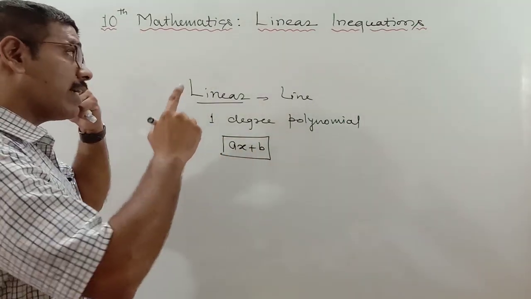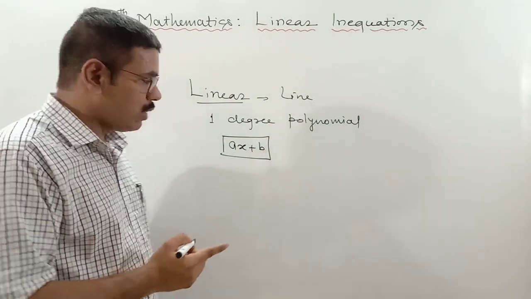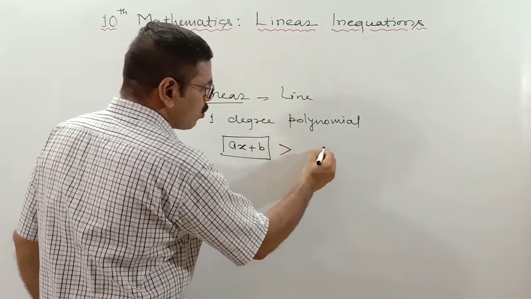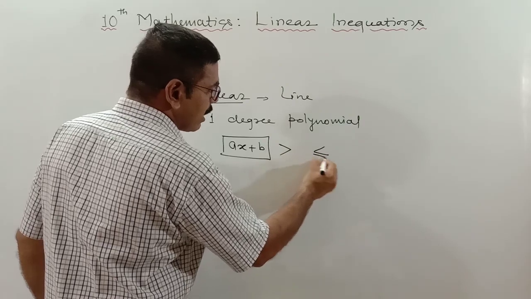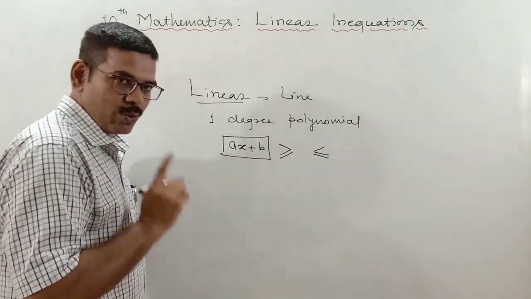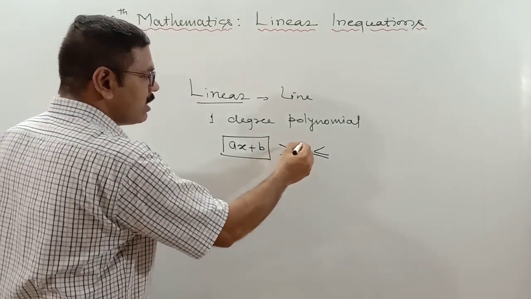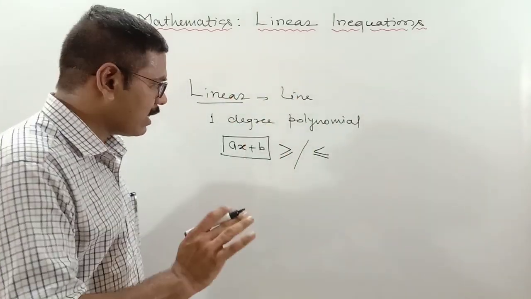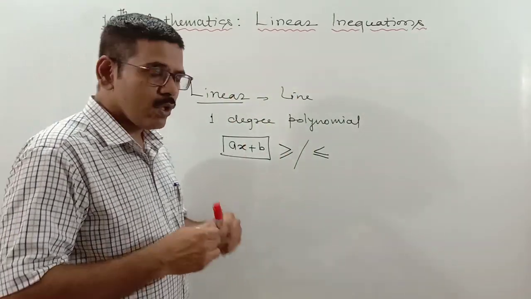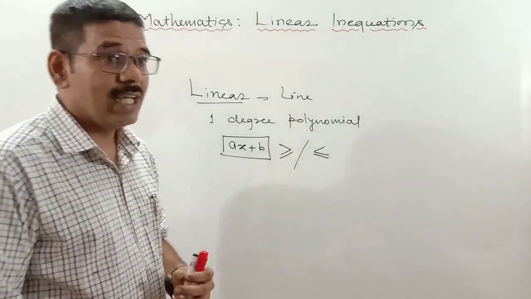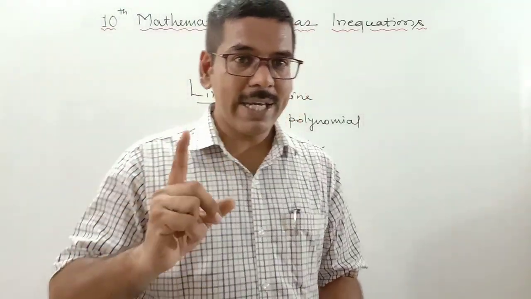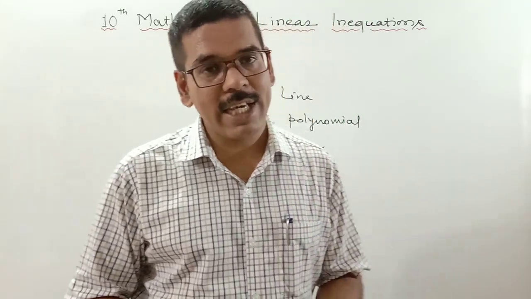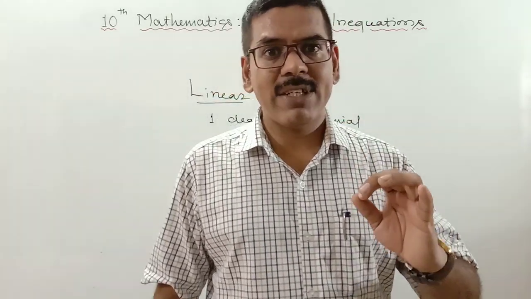When the word inequations comes with it, either this will be greater than or less than, or less than or equal to, greater than or equal to. Is there any doubt? These signs will justify the word inequation. Is it clear? So two things: linear in the sense of 1 degree, and inequation with the sign. Inequation and equation.